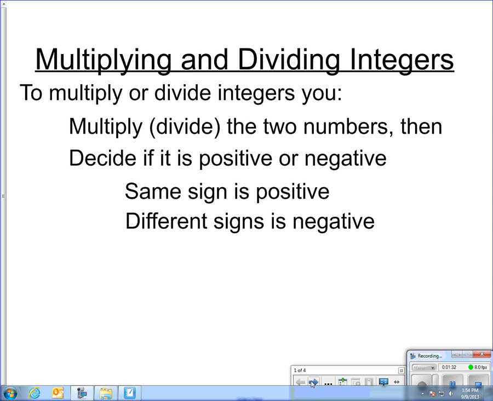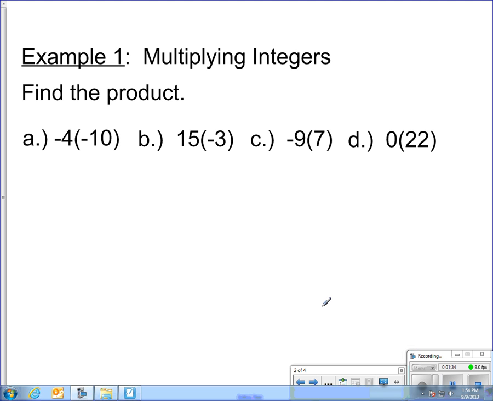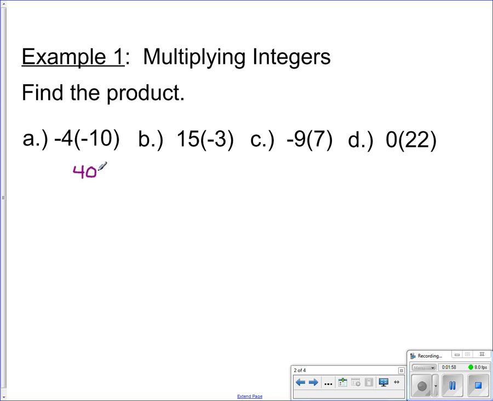I'm going to move on to my next slide. In our first example, we're going to work on multiplying integers. When you multiply integers, it's finding the product. Product is another word for multiplying, so I put that there so that we could work on our skills. In our first example, I have negative 4 times negative 10. Remember, these parentheses are a form of multiplication. So all I'm going to do is multiply the 4 and the 10. That is 40. Got my purple pen today. And then I have to decide if it's positive or negative. Since they are both negative, same sign, my answer is going to stay positive. So 40 is my final answer.